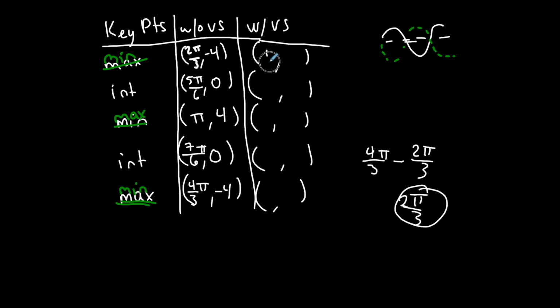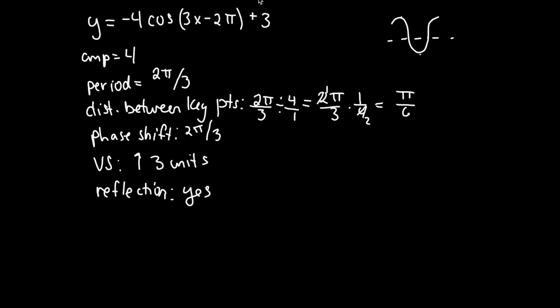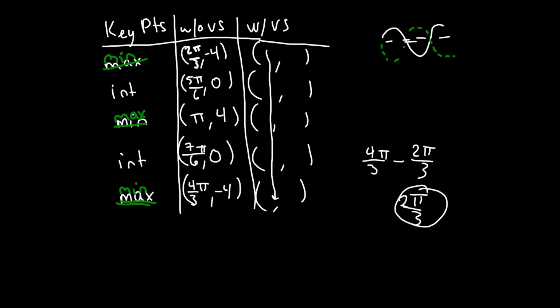Now again, this is without the vertical shift. Easy. With the vertical shift, all the x-coordinates stayed the same. The y will change. The vertical shift was up 3 units. So I'm going to add 3 to all of my y-coordinates, right? So add 3. So -4 plus 3 is -1. 0 plus 3 is 3. 4 plus 3 is 7. 0 plus 3 is 3. -4 plus 3 is -1. And now I have all my points for what we call the key points.